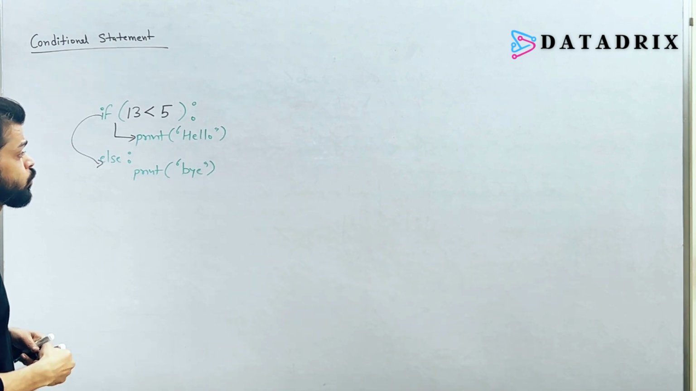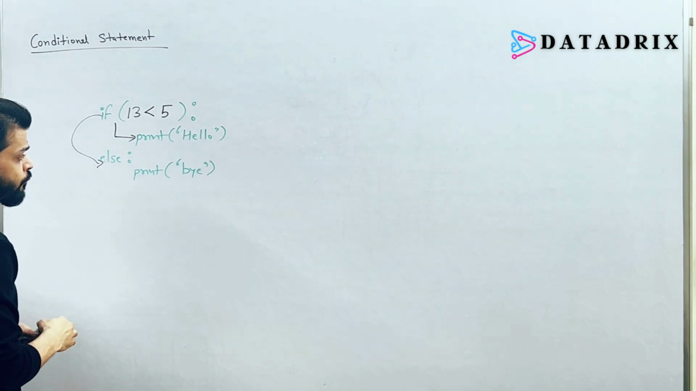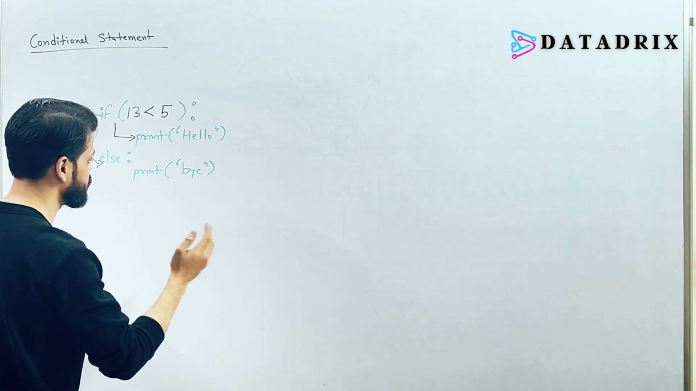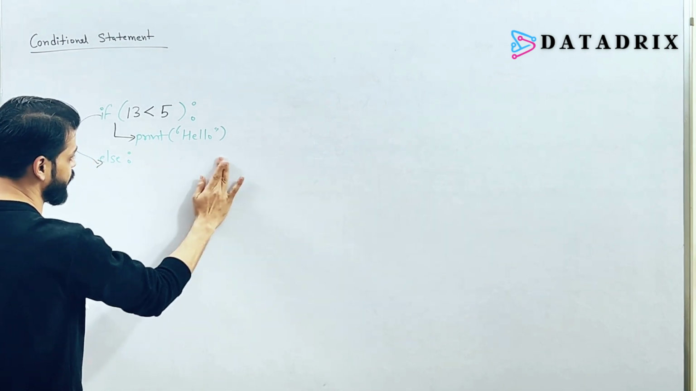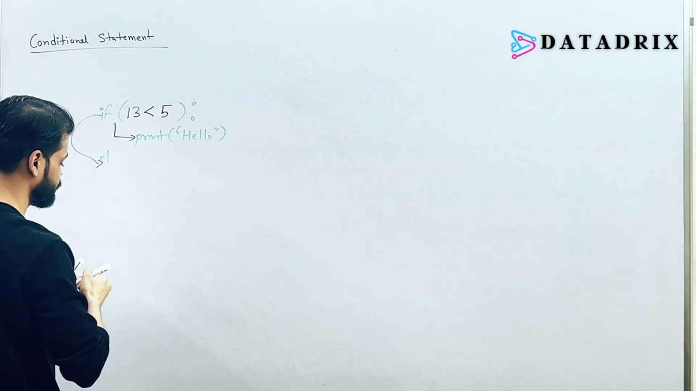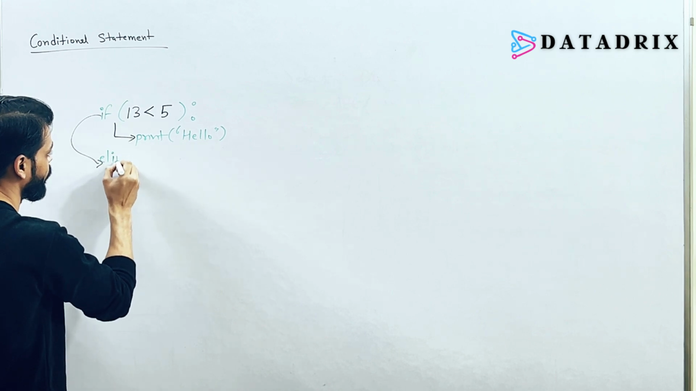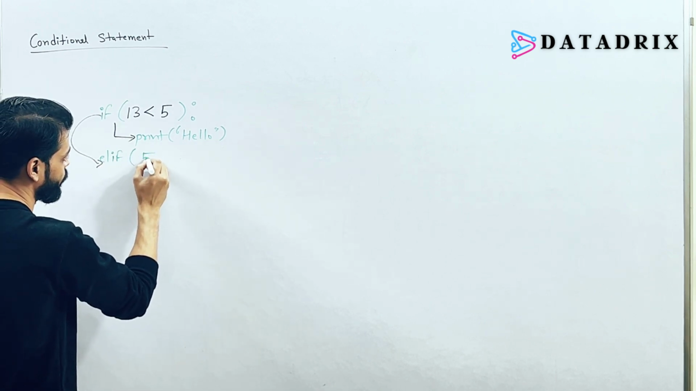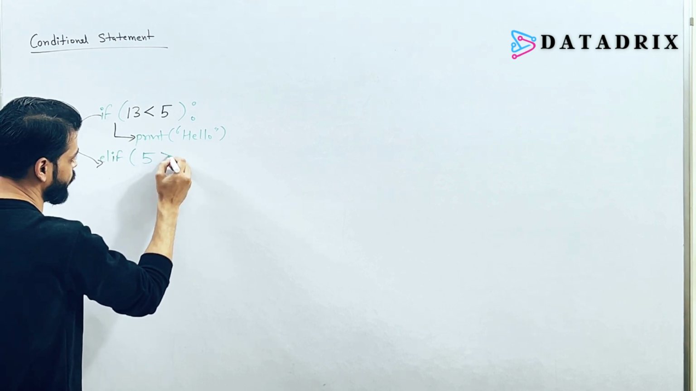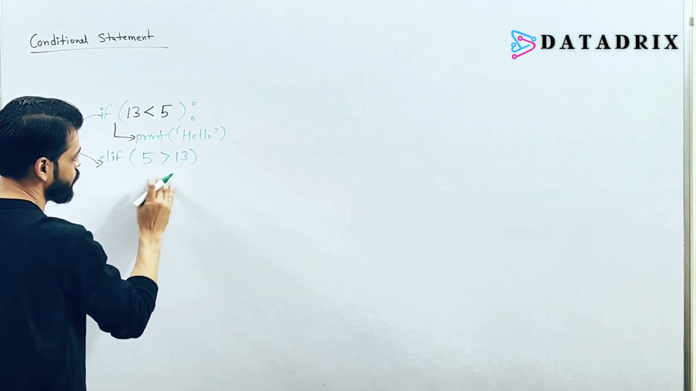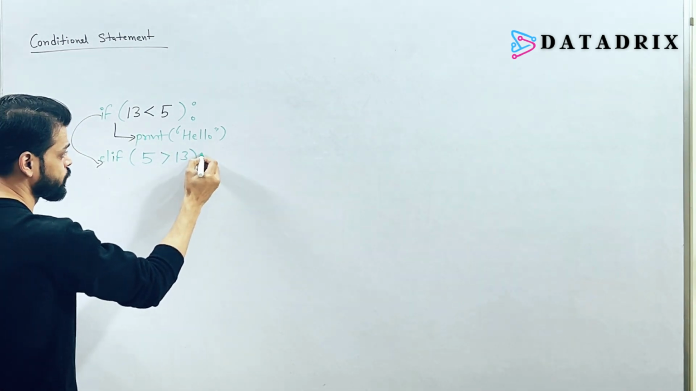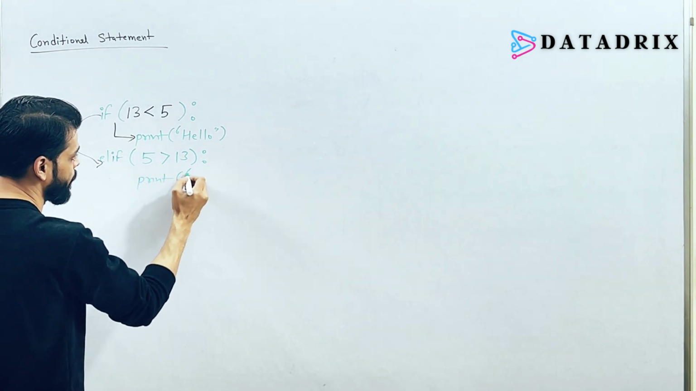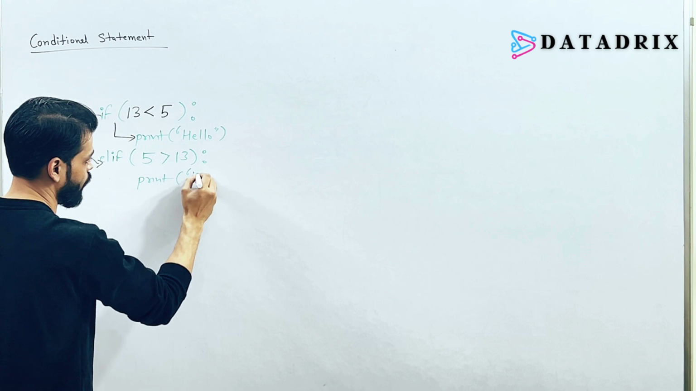So in that case, what we have to do, we have to use elif. Instead of else, if we have more than one condition, in that case, we have to use elif. So let's take one example for elif. Elif, let's say 5 greater than 13. You can see the condition is still false. Print, now let's say, how are you?